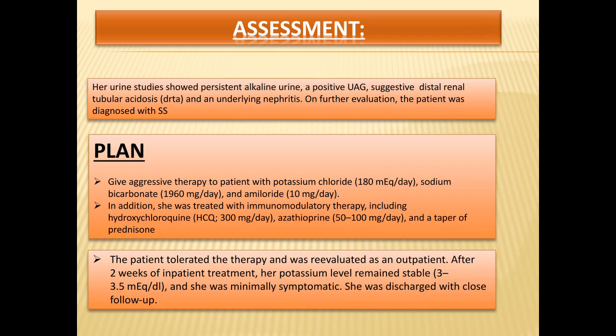Hydroxychloroquine suppresses the toll-like receptors in a wide range of cells. Azathioprine is an antimetabolite that inhibits the synthesis of DNA, RNA, and protein, predominantly in T cells and B cells, although both medications have been used for the management of the condition, which is Sjogren's syndrome.